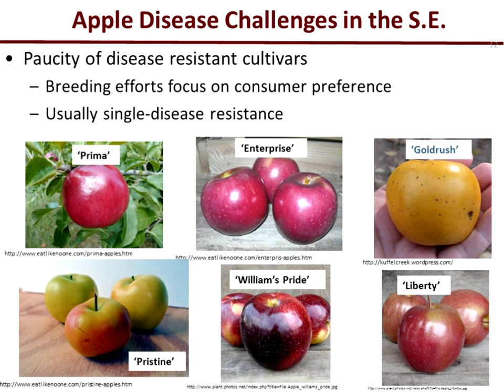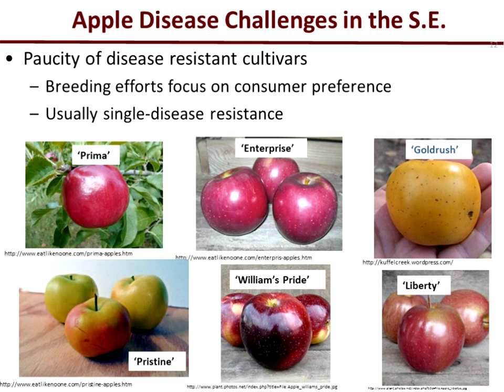So in the previous slide, I had shown you all the diseases that an apple tree is susceptible to in any one growing season here in the southeast. Well, usually when breeders breed for resistance, we'll see maybe an apple scab resistant cultivar, but it will still be susceptible to a number of other diseases like cedar apple rust or powdery mildew and so forth.